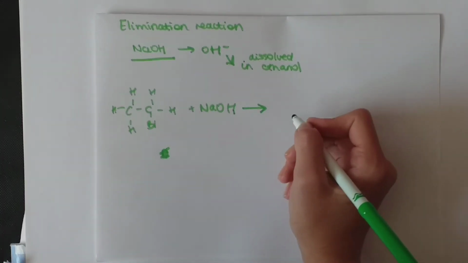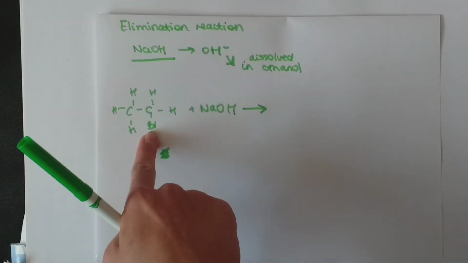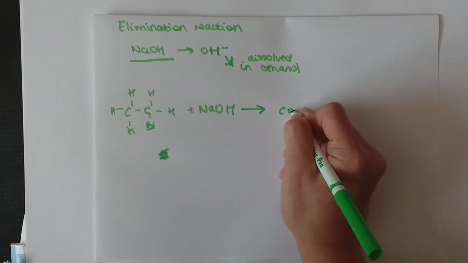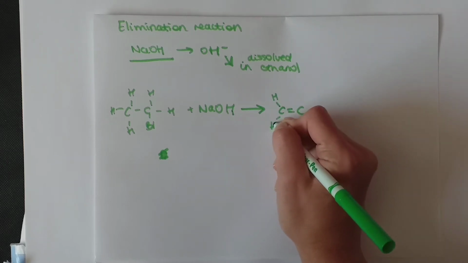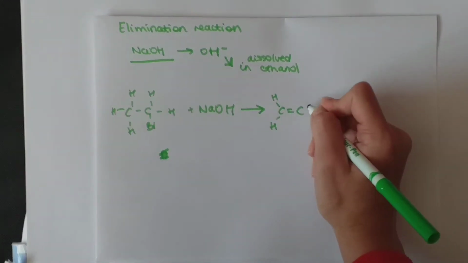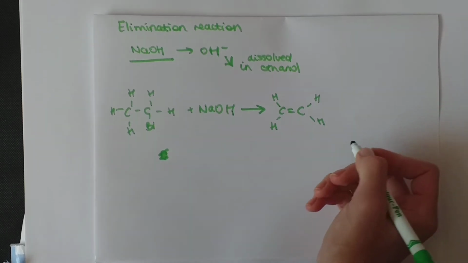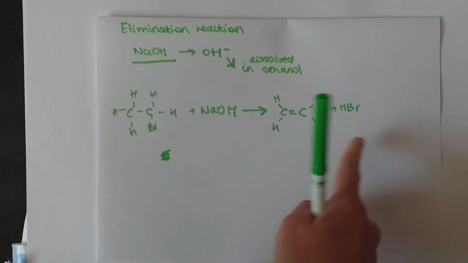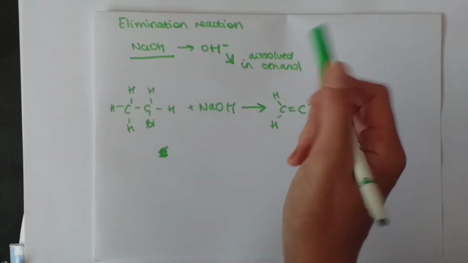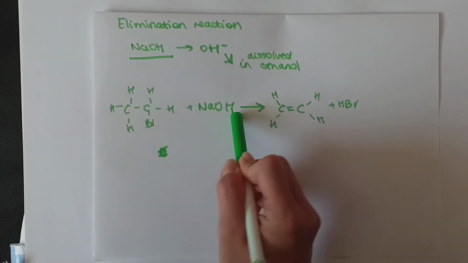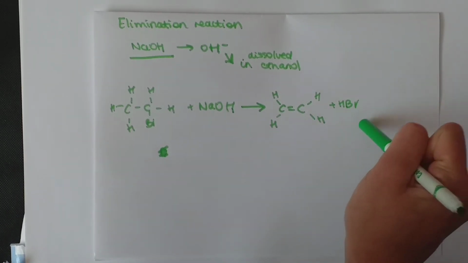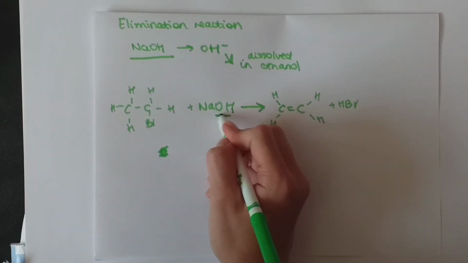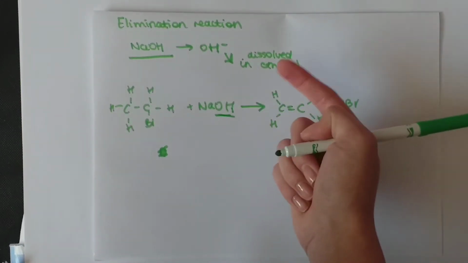So elimination means that we are trying to eliminate this bromine from the equation. So what goes with it? We also have to eliminate one more hydrogen to make a double bond and HBr. This is the overall equation. So as you can see, although I'm putting NaOH, we're not actually getting NaOH on this side, because we're only using the OH. Of course, that has to be dissolved in ethanol.